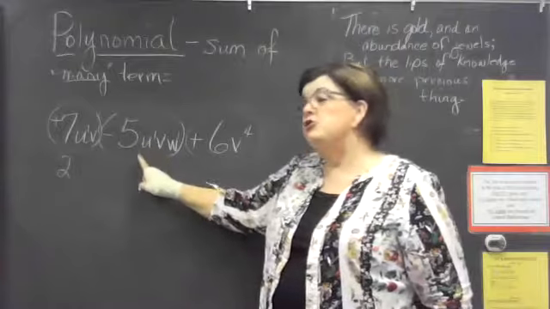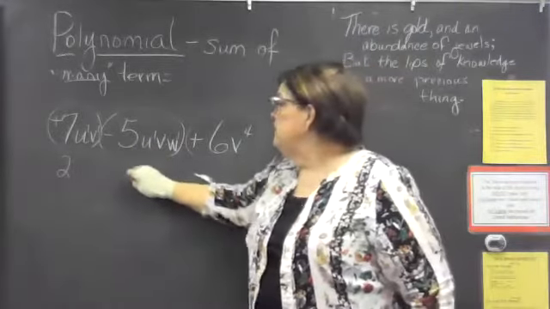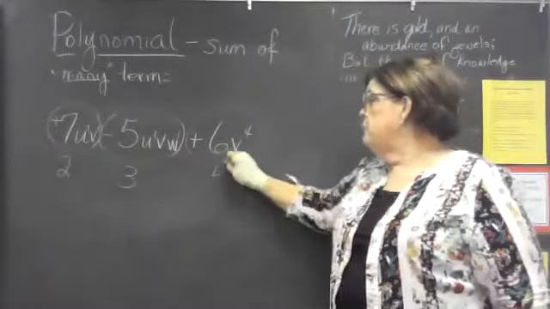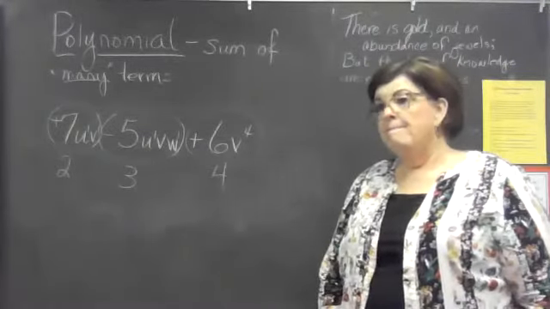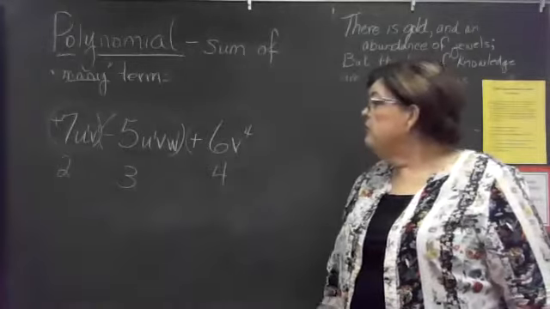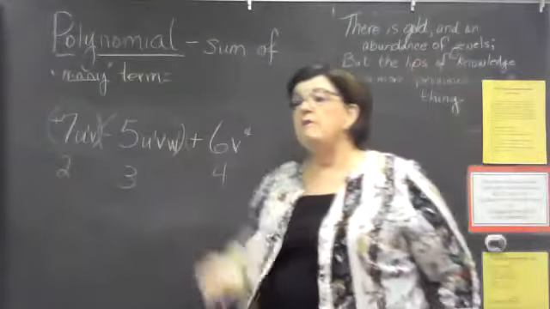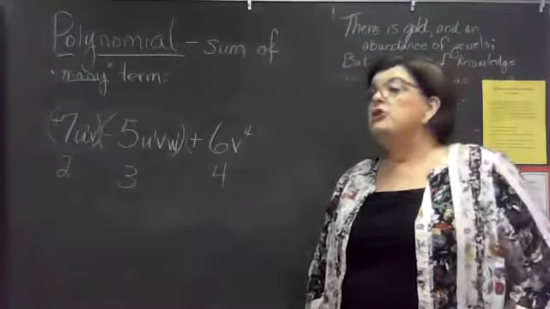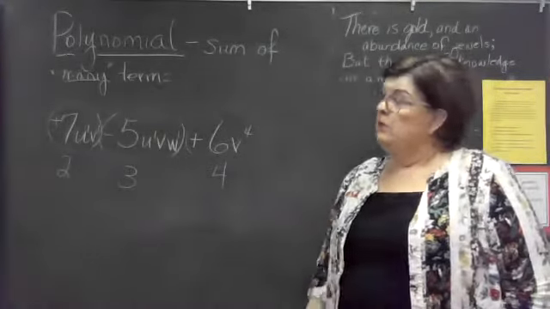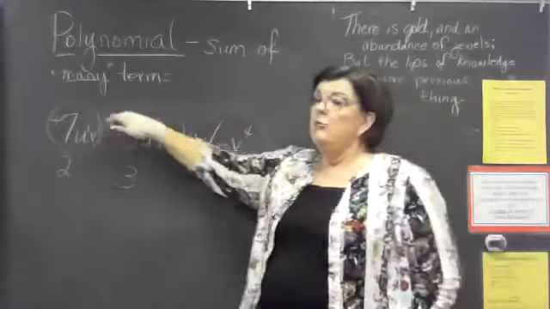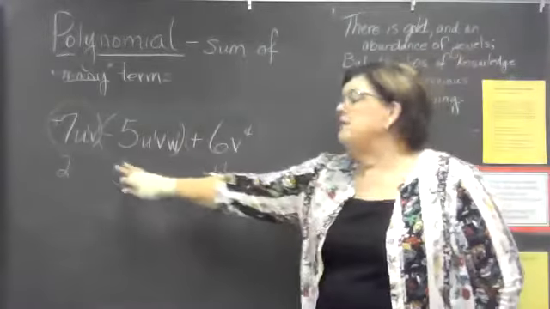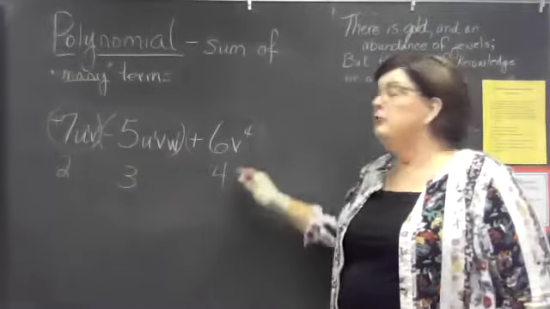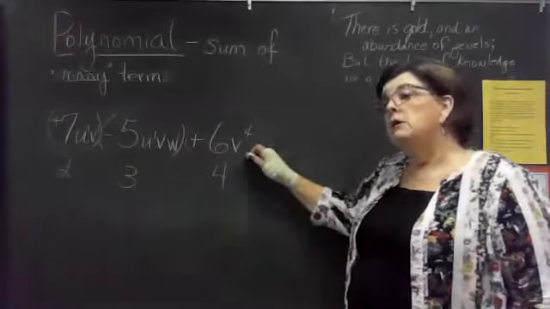So the degree of this term by itself is 3. The degree here is 4, okay? So if we ask you what the degree of the entire polynomial is, it's the largest one. So the degree of this entire polynomial is not these added together, it's simply the largest one. So the degree of this polynomial here is 4.